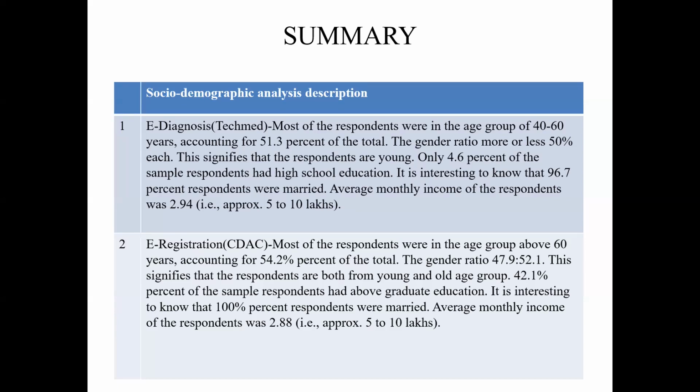In e-registration, most of the respondents were in the age group of above 60 years, accounting for 54.2% of the total. The gender ratio is 47.9 to 52.1. This signifies that the respondents are both from young and old age groups. 42.1% of sample respondents have above graduate education. It is interesting to know that 100% respondents were married and average monthly income of the respondents was 2.88.